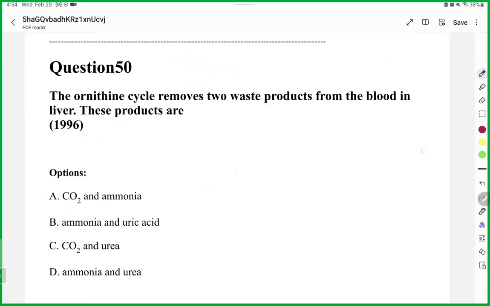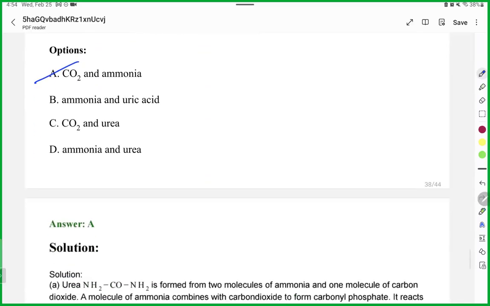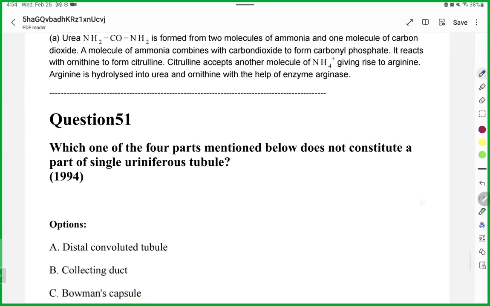Same question. Ornithine cycle removes two waste products from the blood. These waste products are ammonia and CO2. So we were not aware about this, but after doing the question, you got to know.